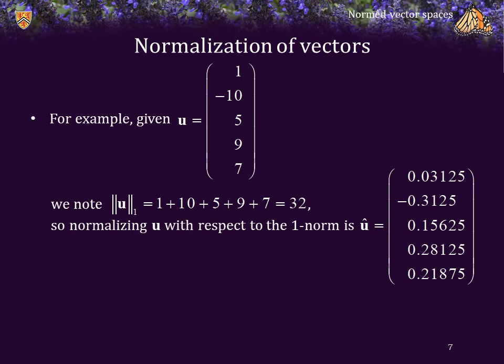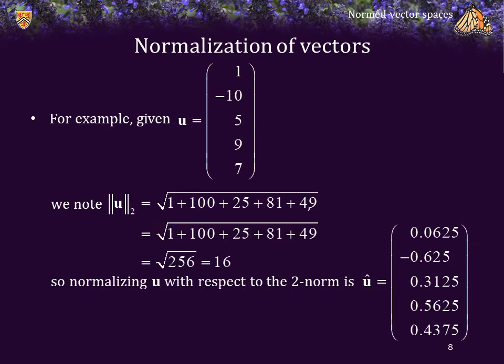So, for example, here we have a vector 1, -10, 5, 9, 7. The 1 norm of this vector is 32, and so if we were to normalize this vector, we would divide each entry by 32, giving the vector we see here. If we calculate the 2 norm, then we find that the 2 norm of this vector is 16. So if we were to normalize u with respect to the 2 norm, the resulting vector would be what we see here on the lower right-hand corner.